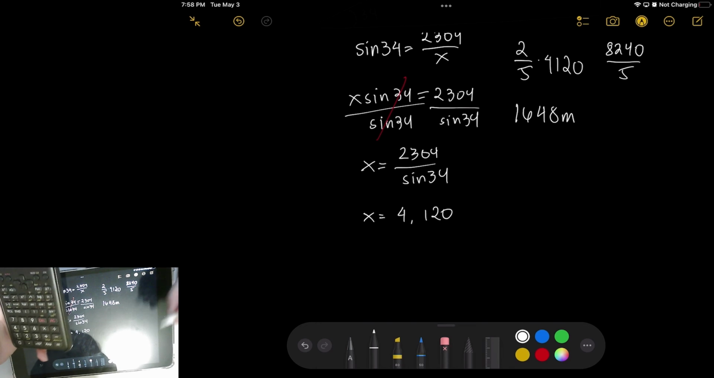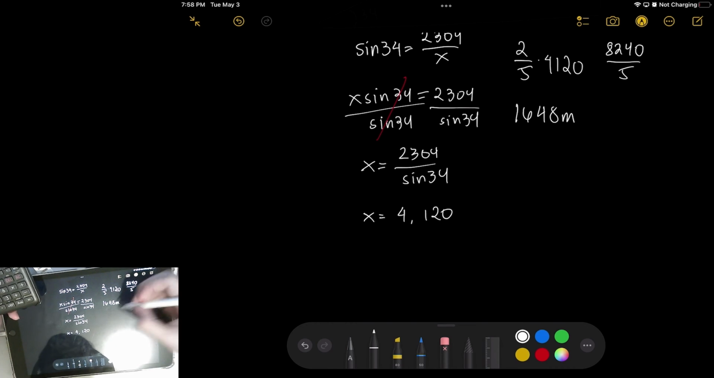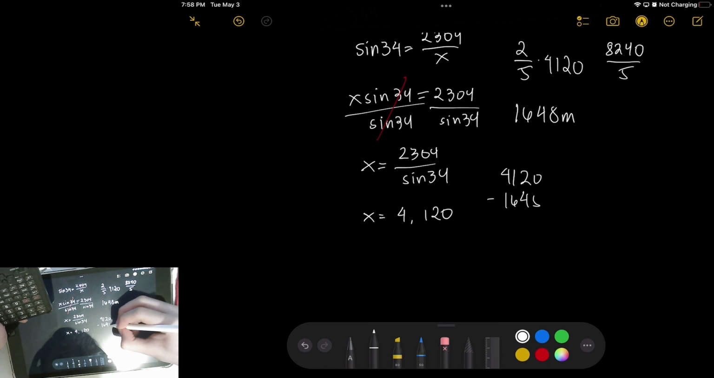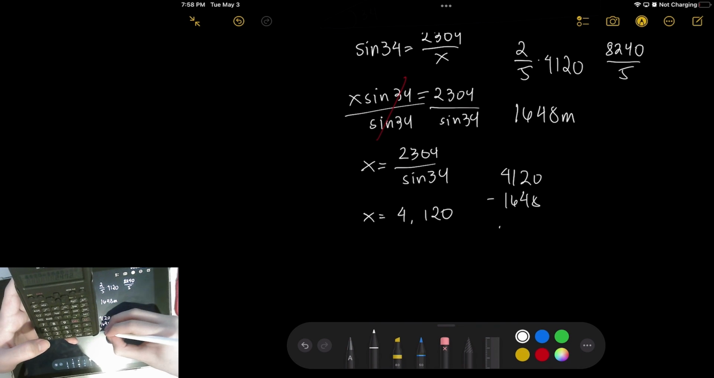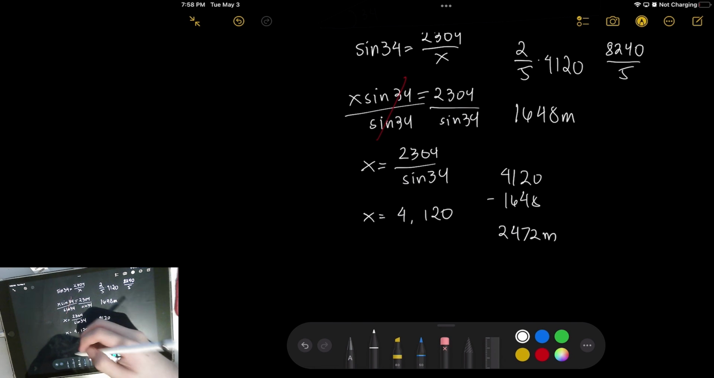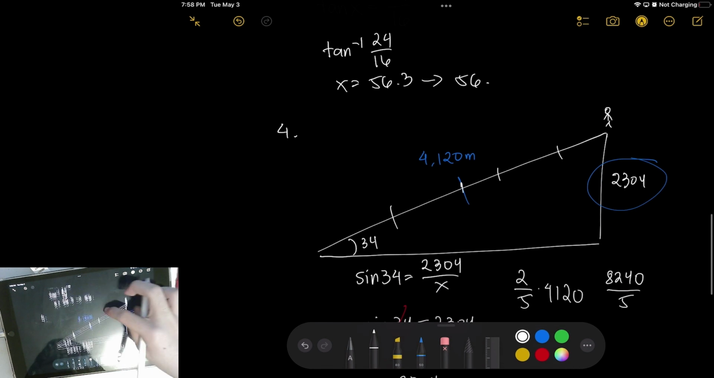But our question is looking for how far they are from the bottom. This, again, is really simple. All we need to do is subtract how far they are from the top from the total height of the mountain, or the total length of the slope. So 4,120 minus 1,648. And this gives us 2,472 meters, which means Red's friends are 2,472 meters from the bottom of the mountain.